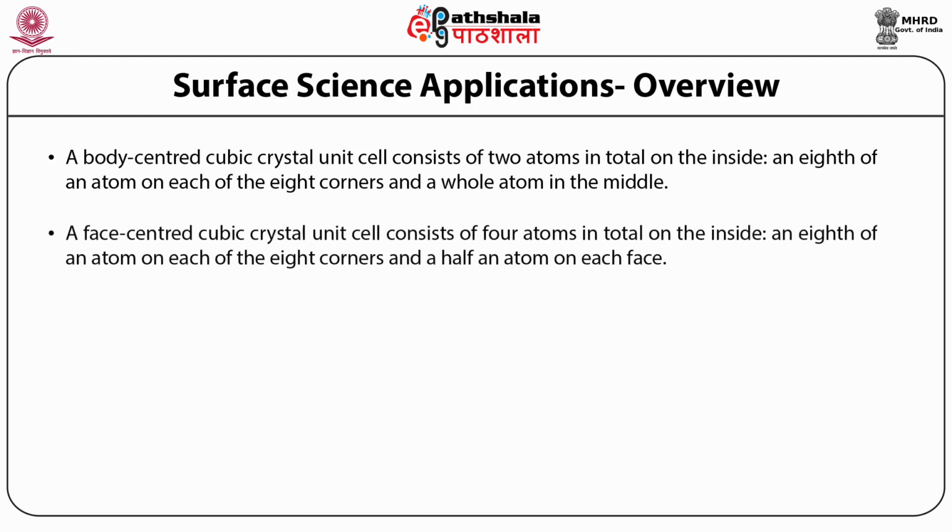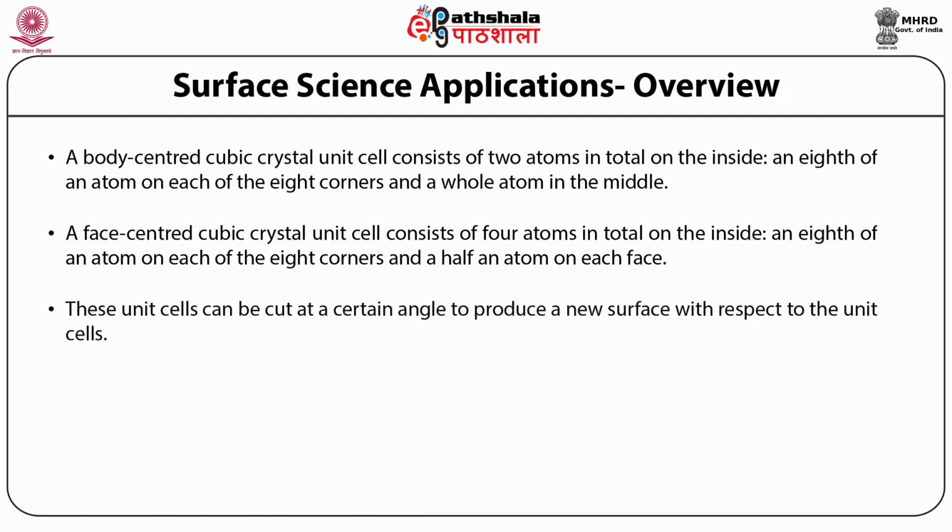A face-centered cubic unit cell consists of 4 atoms in total: an eighth of an atom on each of the 8 corners and half an atom on each face. Within the bulk, each atom has 12 nearest neighbors.